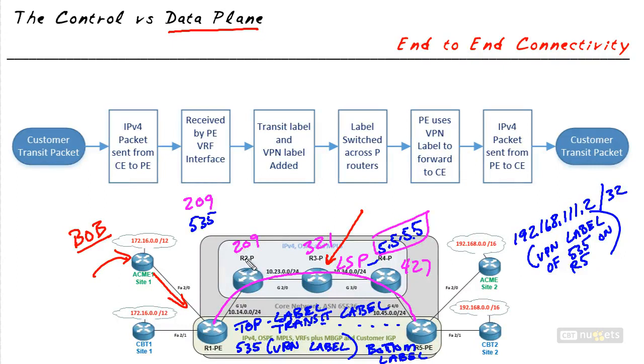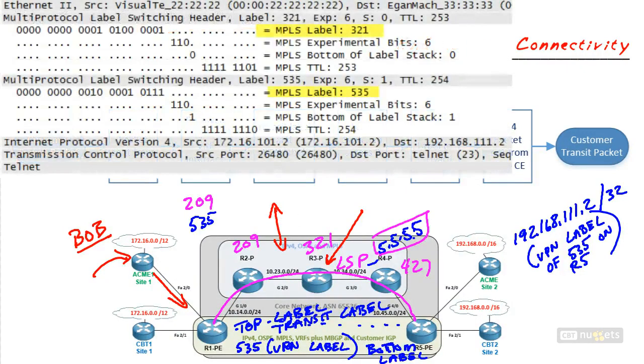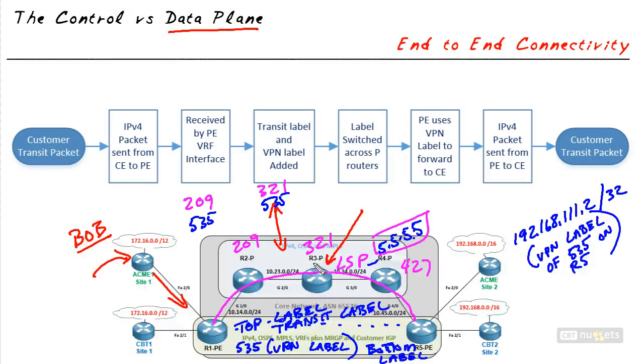And what R2 is going to do is swap out the top label with the label that R3 needs and leave that bottom label intact. In fact, it doesn't even look at that bottom label. So on its way to R3 right here, the top label would be 321 and the bottom label would still be 535. Again, that bottom label, the VPN label, only has meaning or significance on R5. And then right here, between R3 and R4, R3 would swap that top label and put on label 427 as the top label. It would leave the bottom VPN label of 535 in place.